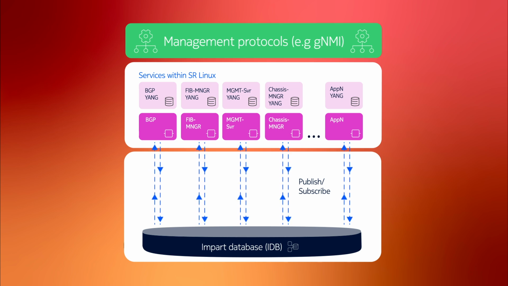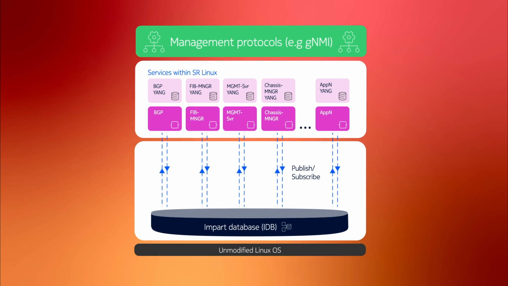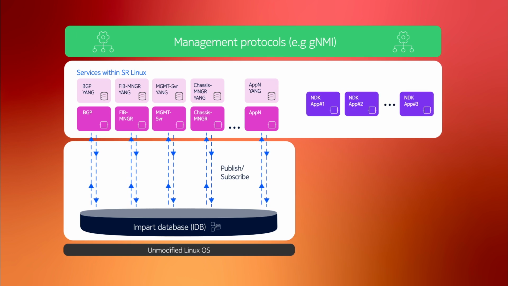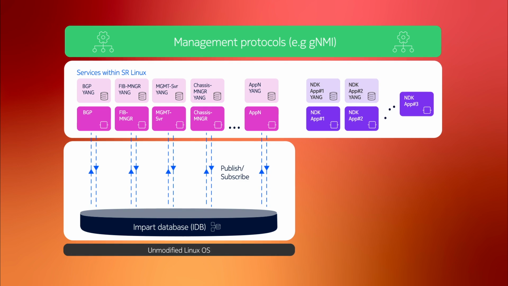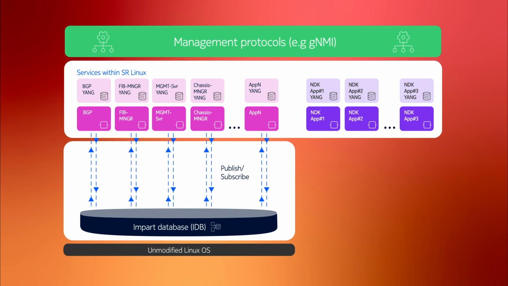This open architecture was implemented on top of an unmodified Linux OS, giving customers the option to create and run their own applications inside the routers. Within the service architecture of SR Linux, there is a powerful toolkit called NetOps Development Kit, or NDK, which allows customers to take advantage of its openness by providing an ability to create customized applications to extend the NOS.